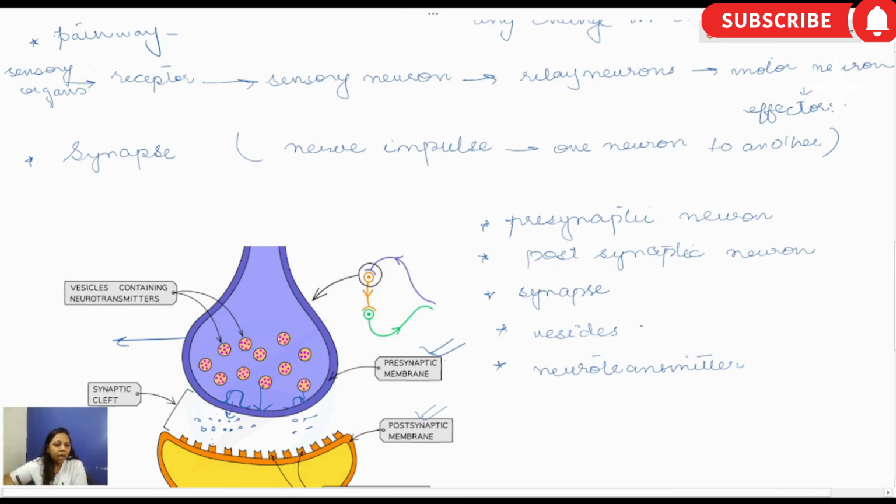Now, there are receptors on the postsynaptic membrane.